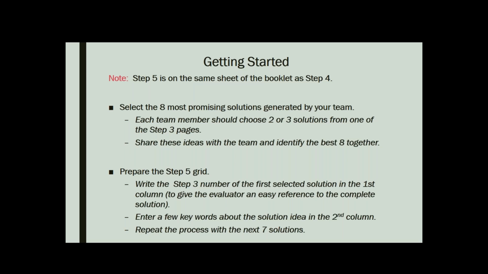Take the number of the Step 3 solution that you want to use first and put it in the far left box, the far left column. This tells the evaluator an easy reference if they want to read that whole solution and get that idea in mind before they look at the rankings. You want to put a few key words about that solution idea in the second column, sort of like what you did on the little strip of paper when you were brainstorming, just a few words about it. And then you will be repeating that process with the next 7 solutions.